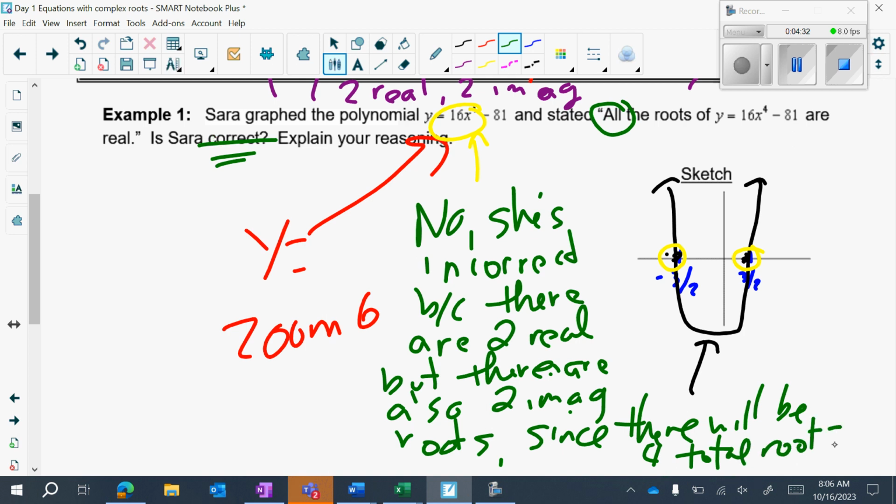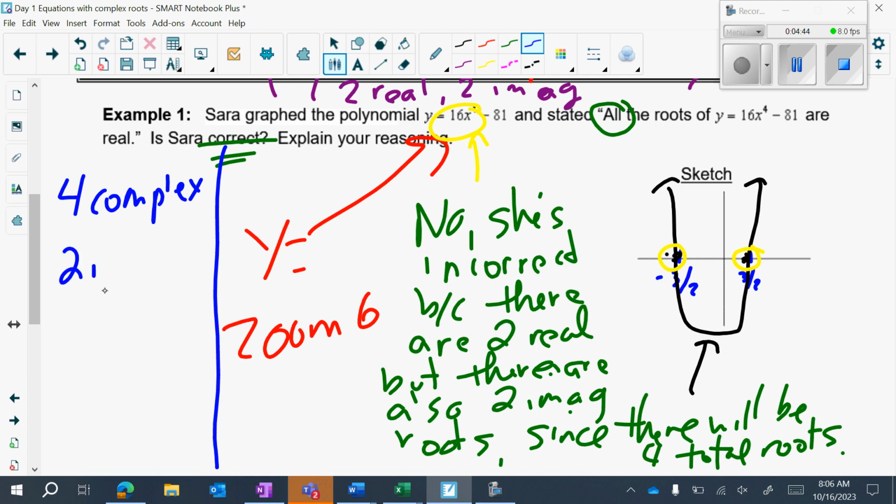Okay? So now it turns out that actually all the roots are called complex. There are combinations of real roots and imaginary roots. There are 4 complex total roots, and they are made up of the 2 real roots and the 2 imaginary roots. The real roots you think are just 3/2 and -3/2.